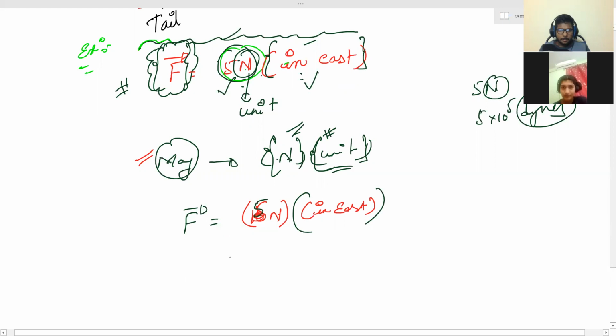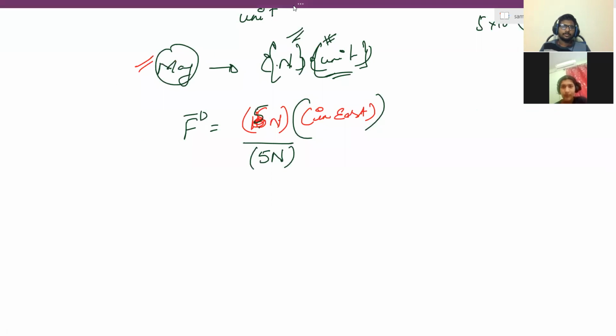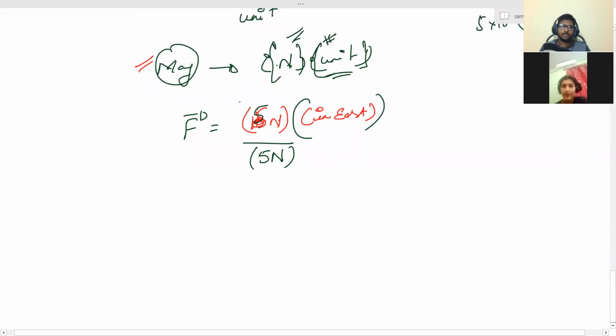Now, carefully observe here. If you divide this 5 newtons with 5 newtons, what will happen? This will become 1, right? 5 newtons by 5 newtons, in east. That means this is nothing but direction, force direction, not force magnitude, but having one direction.